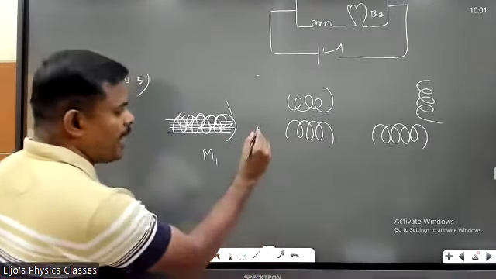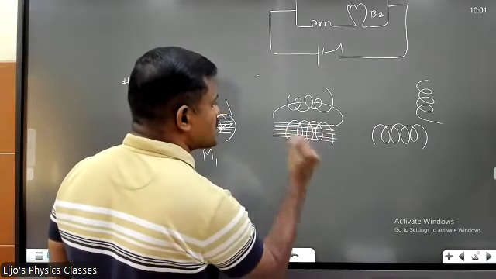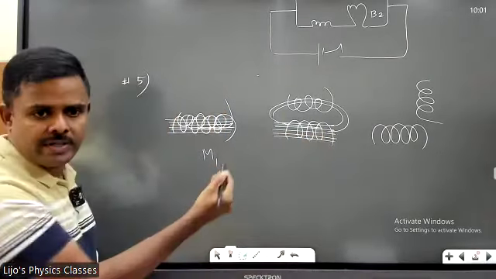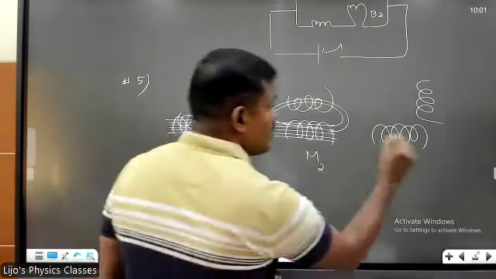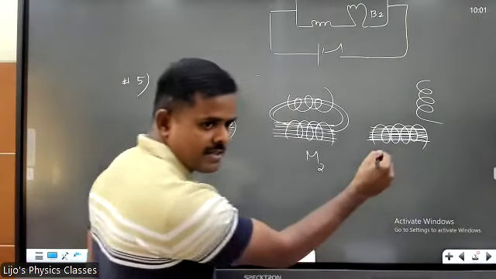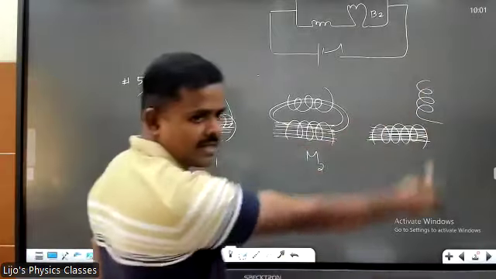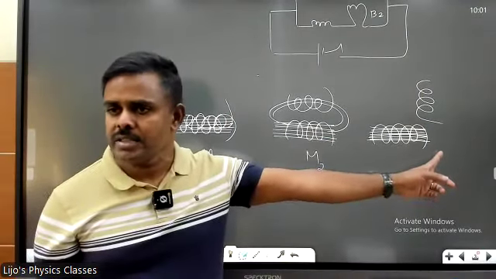Flux will pass, but not all. Maybe a few lines will pass through this. Not as strong as the first one, right? M2. And what about this one? No flux line will pass through because flux lines here are on the x-axis and that one is on the y-axis, right? Okay, primary flux has got nothing to do with secondary.